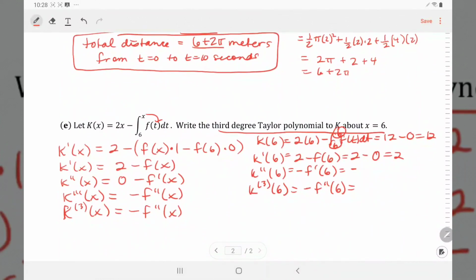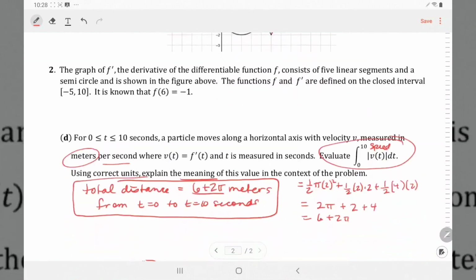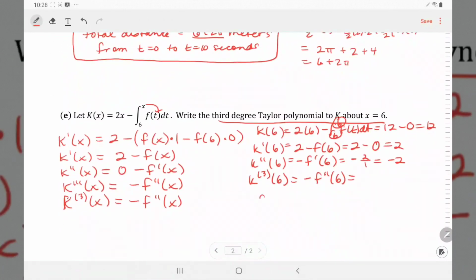And then the second derivative, usually you don't know the second derivative, but at that spot, f of x is a line. Okay, that's at x equals 6. So the first derivative would be m, and the second derivative would be 0. So this would be negative 0.